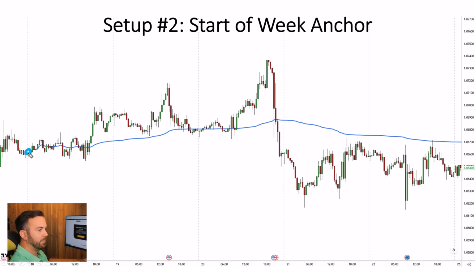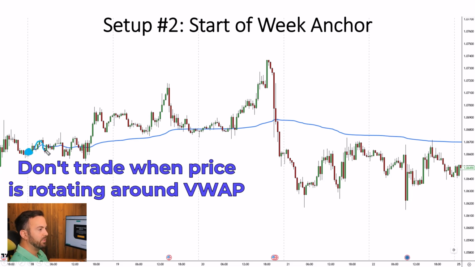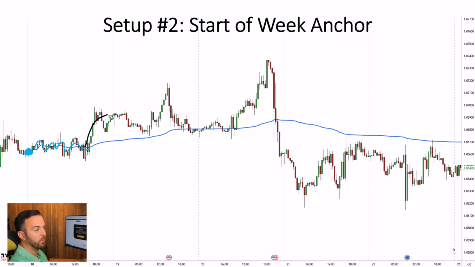Now, one more example of this. You anchor the VWAP at the start of the week. Right here, the price is rotating around the VWAP, so there's not much to do, but then it moves away. That means you should focus on longs, right? Because VWAP represents a support line here. And as you can see, the price is reacting to it pretty nicely there.